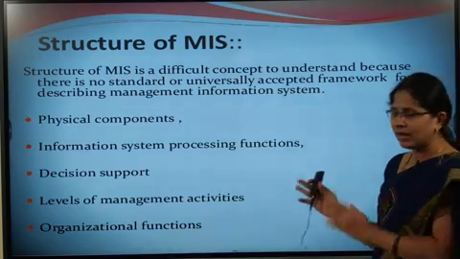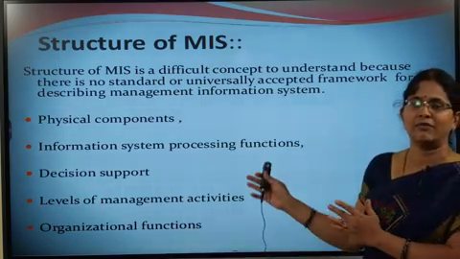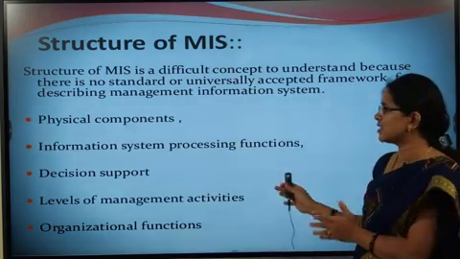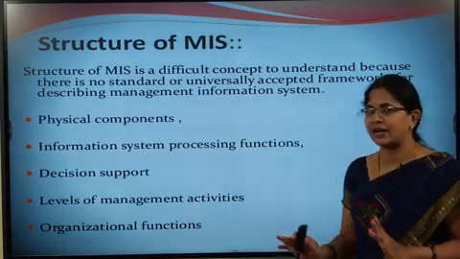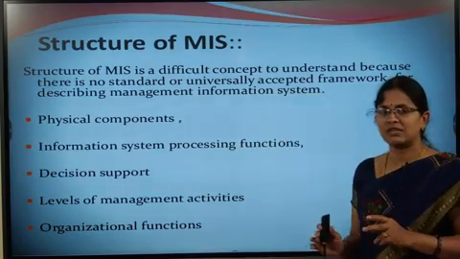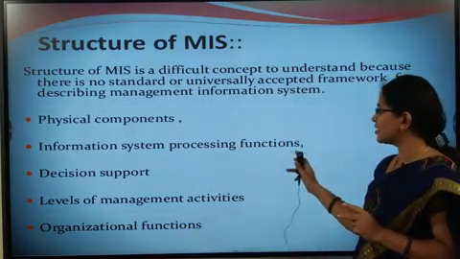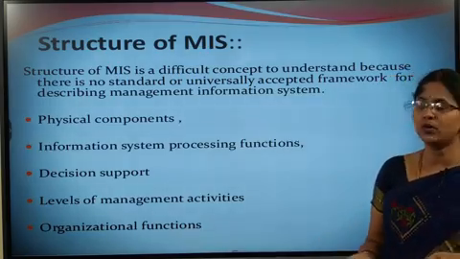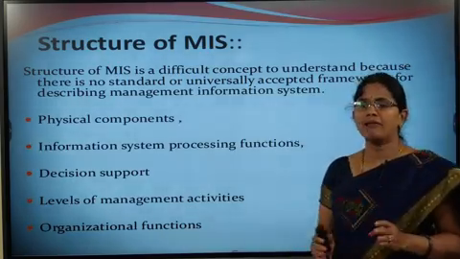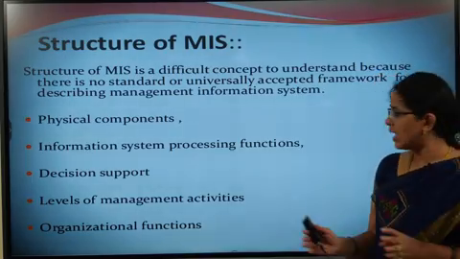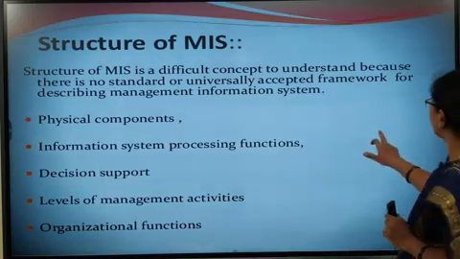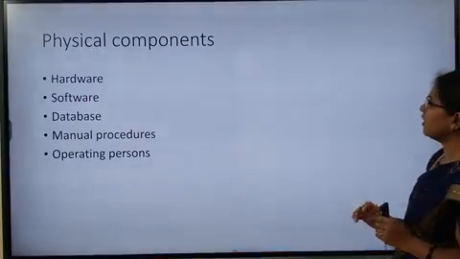So that's why here we have described the structure of management information systems based on 5 activities. The first one is physical components, second, information system processing functions, third, decision support, the fourth one is level of management activities, and the fifth one is organizational functions. Coming to the first one, that is the physical components.